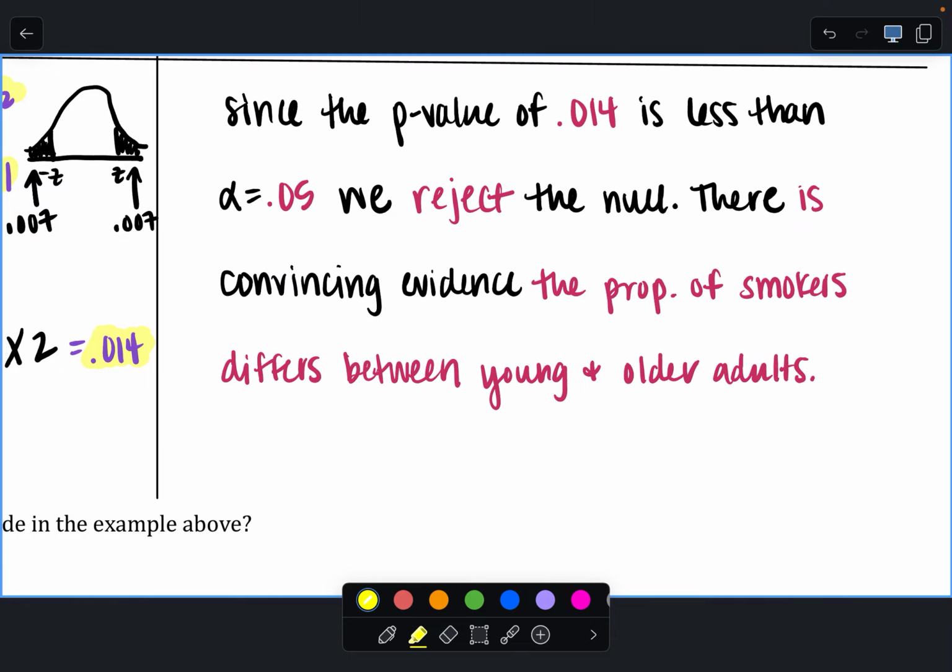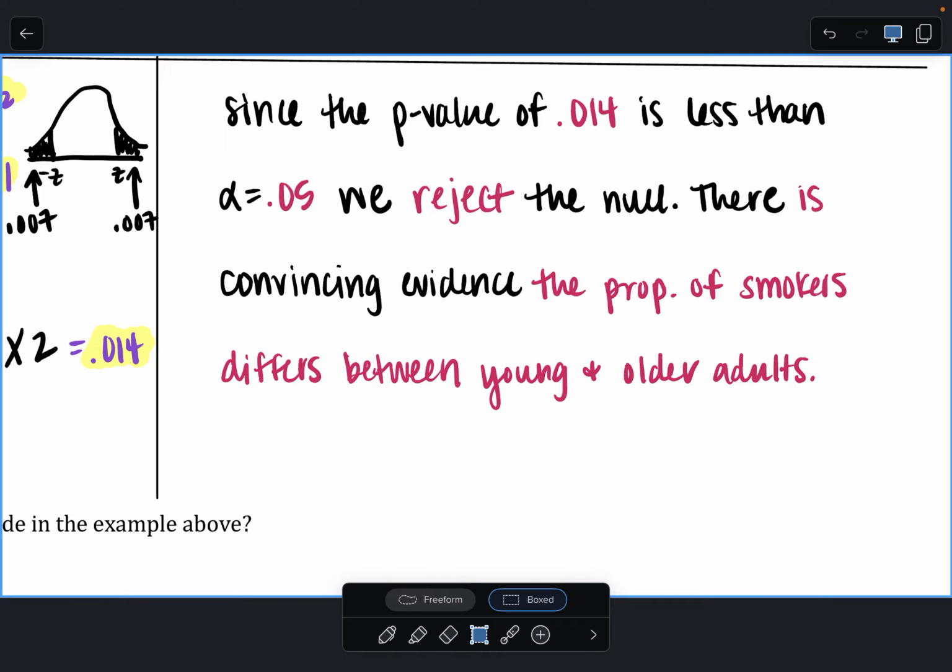You reject the H0. So we are going to reject the null hypothesis. Since the p-value of 0.014 is less than alpha, we reject the null. There is convincing evidence, and here is where I kind of go in and copy from the question. The proportion of smokers differs between young and older adults.